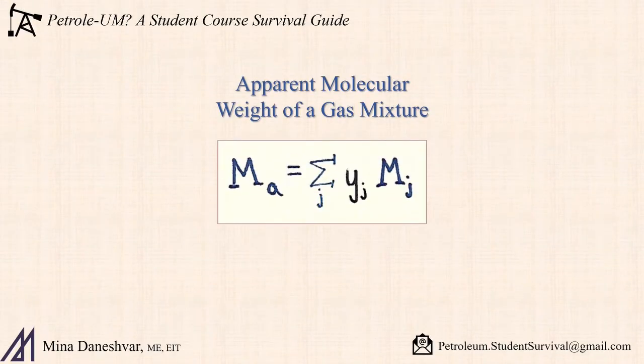Since a gas mixture is composed of molecules of various sizes, saying a gas mixture has a molecular weight is not exactly correct. However, a gas mixture behaves as if it has a definite molecular weight, which we can define as thus: the sum of component molar vapor fraction times the component weight.